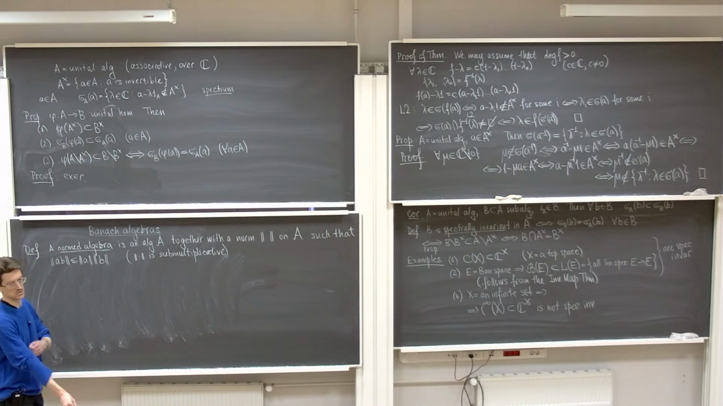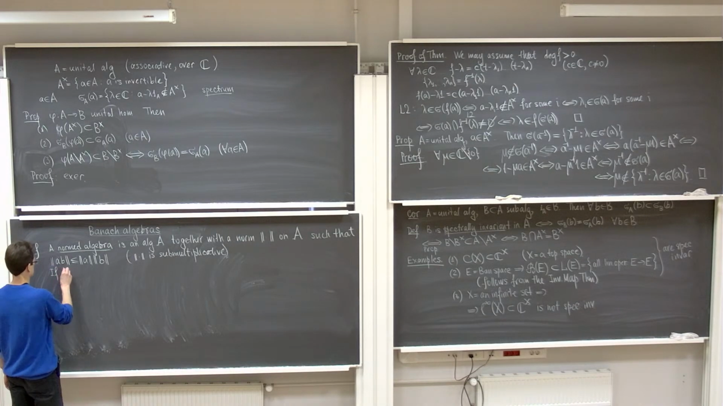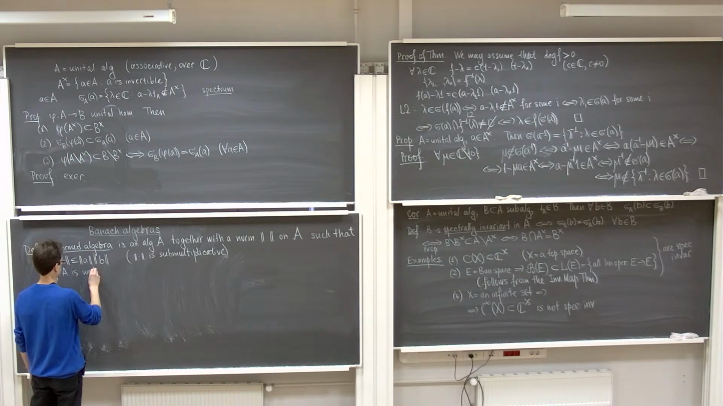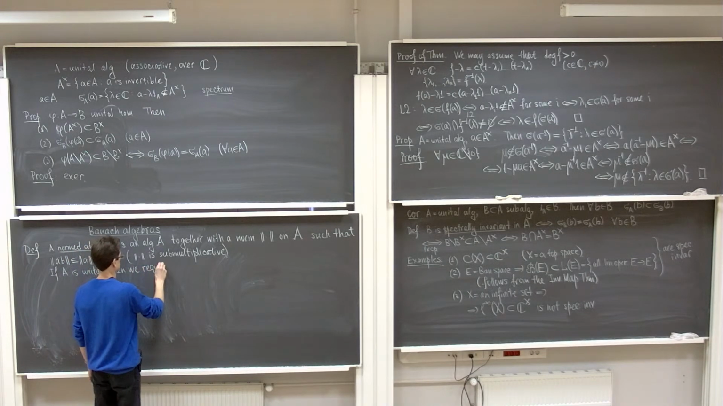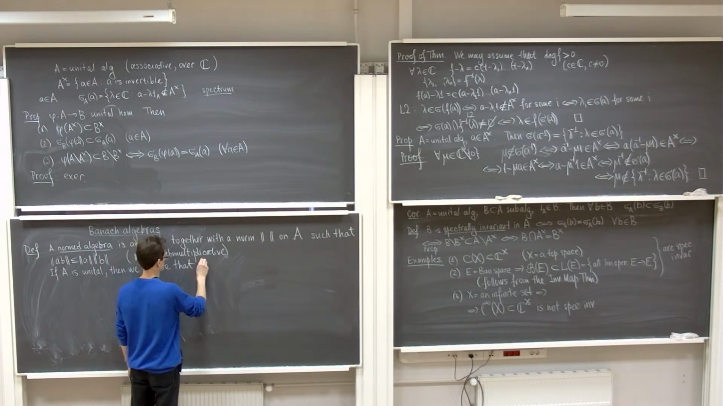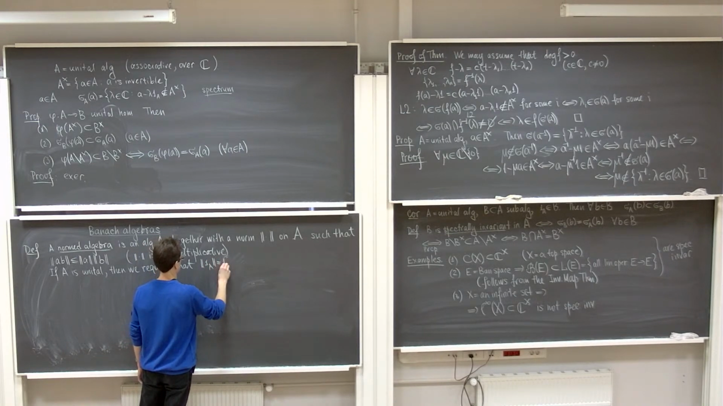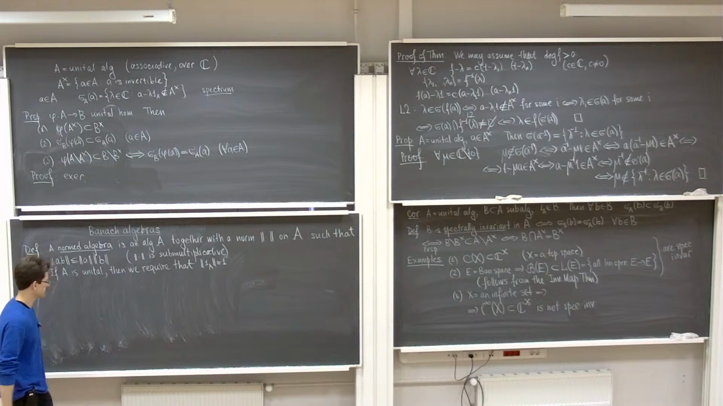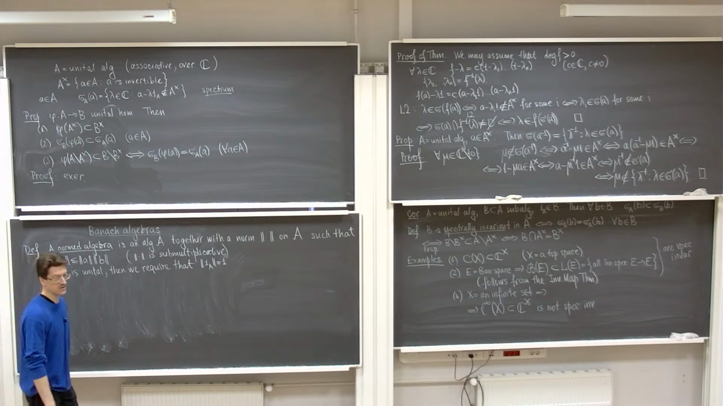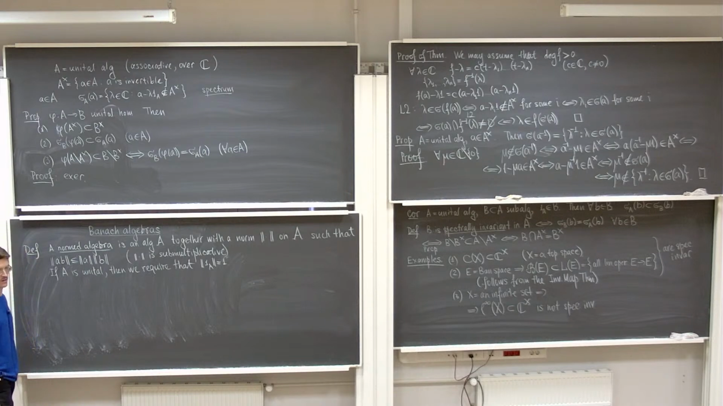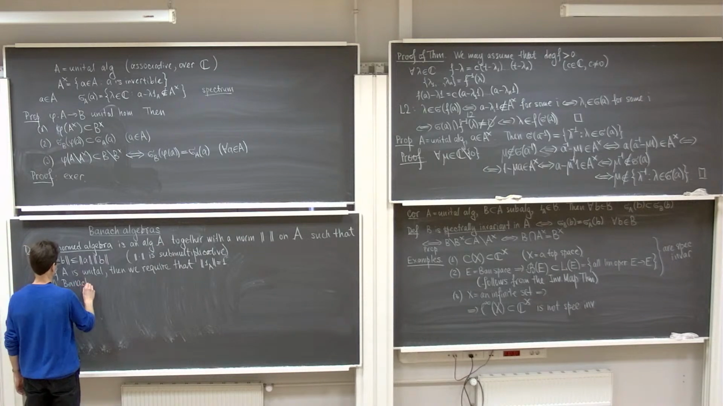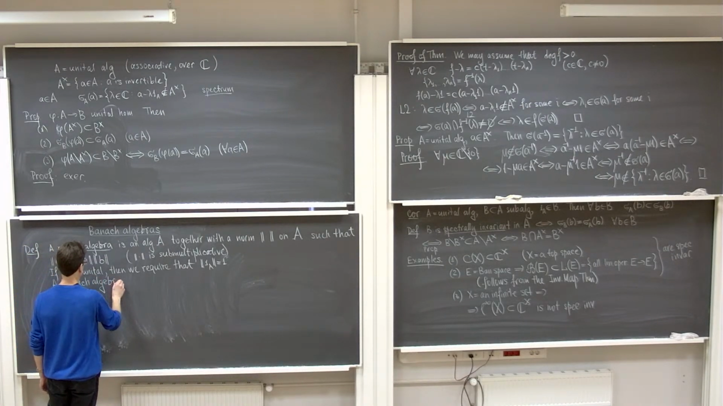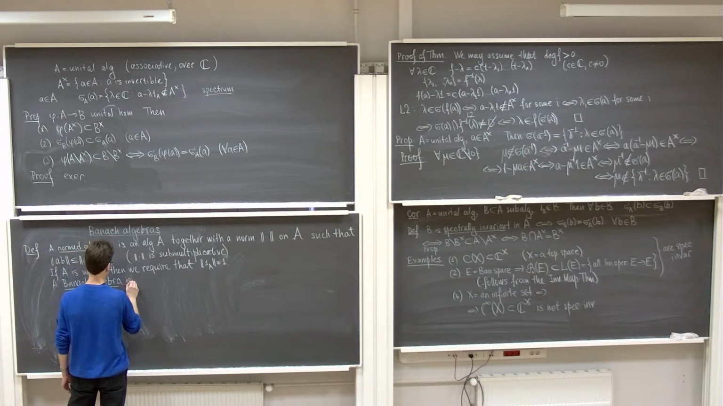And also, if A is unital, we also require that the norm of the identity element is 1. This is quite natural and quite useful for technical reasons. And finally, by definition, a Banach algebra is a complete normed algebra.